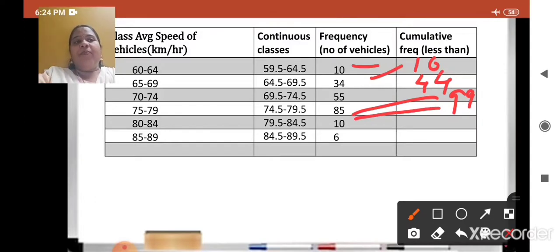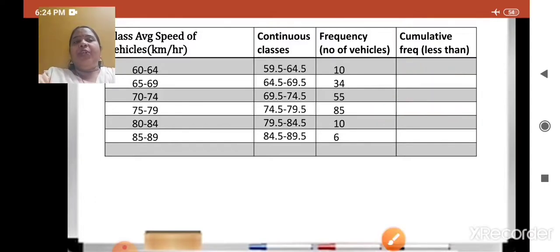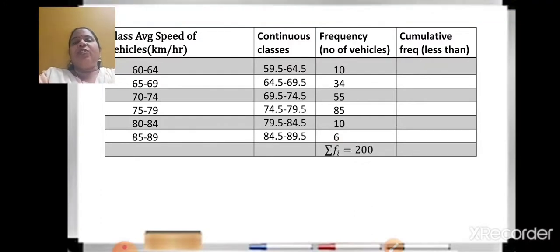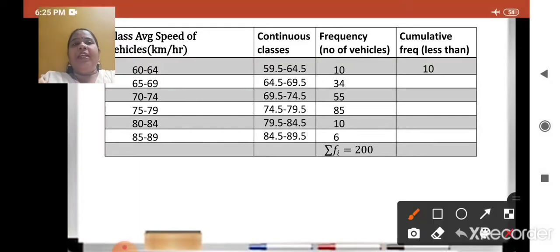But before that, what you need to do is add all these frequencies and get the summation of Fi, that is capital N. I hope you remember all the steps. So summation of Fi is how much? 200. Now let us fill in the cumulative frequency column. The first number is written as it is, 10. Then go on adding diagonally.